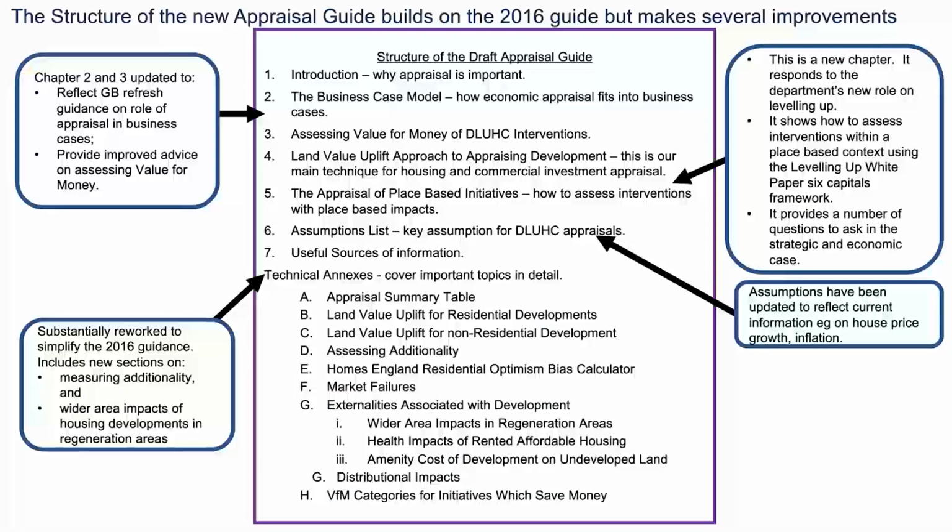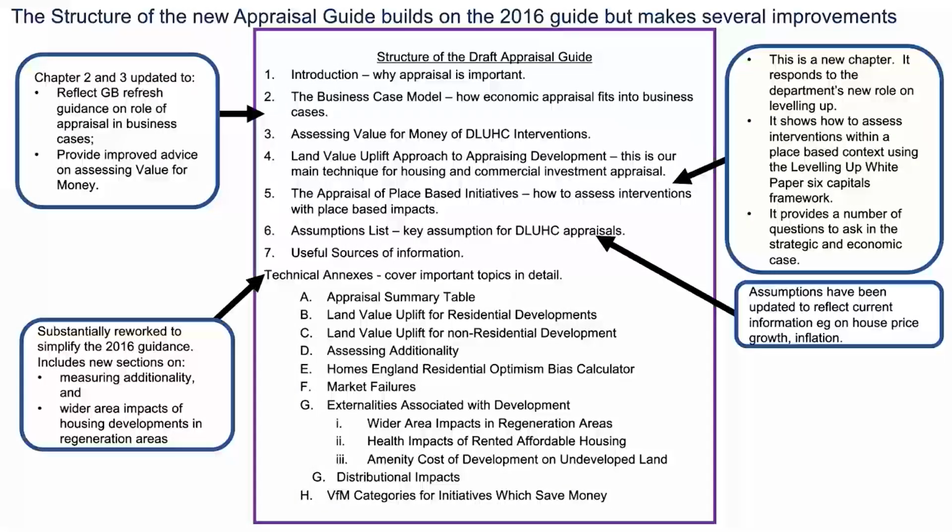So this sets out the structure of the appraisal guide. The purple box basically is the contents page from the appraisal guide, and then the blue boxes around the edges are where major updates have been made to the appraisal guide. The appraisal guide itself builds on the 2016 guide, so it tries to develop rather than to totally change the nature of what we had in 2016. So if you are familiar with that 2016 guide, then you'll be familiar with some of the content within the new guide.